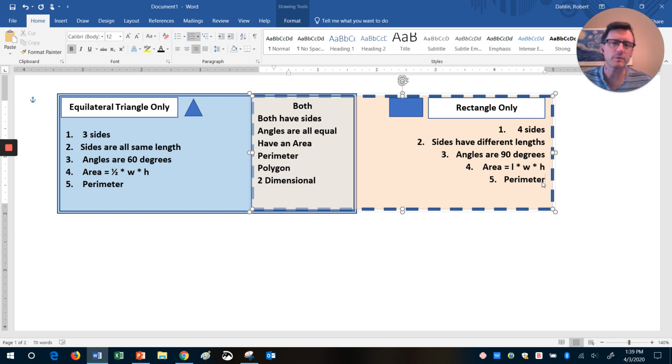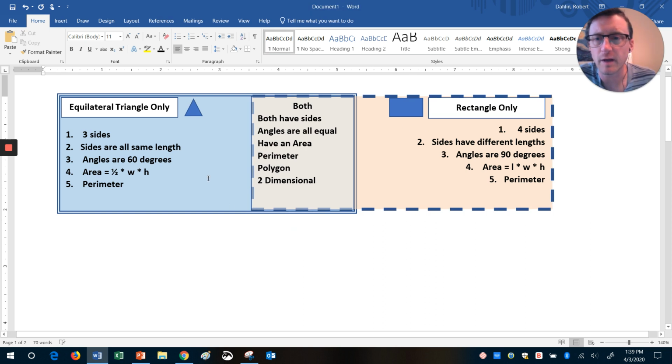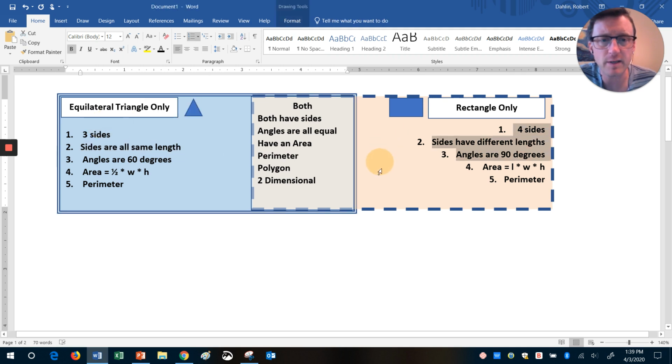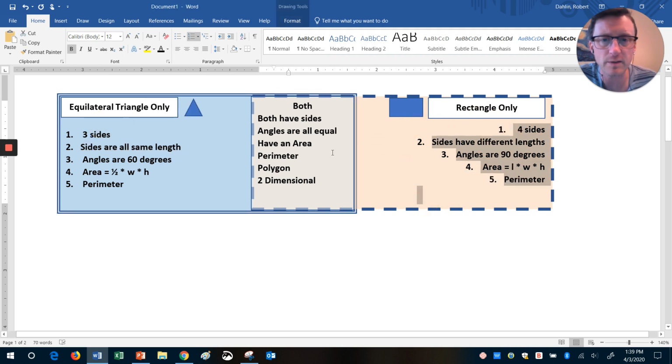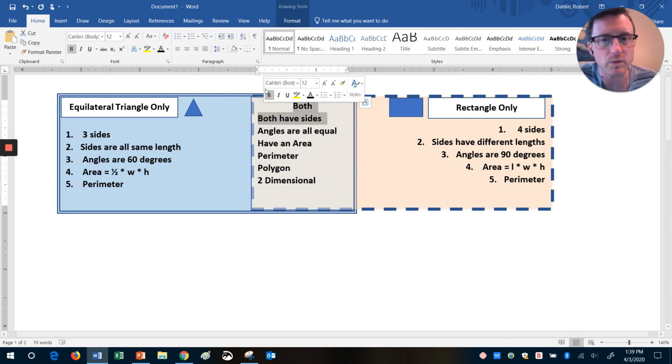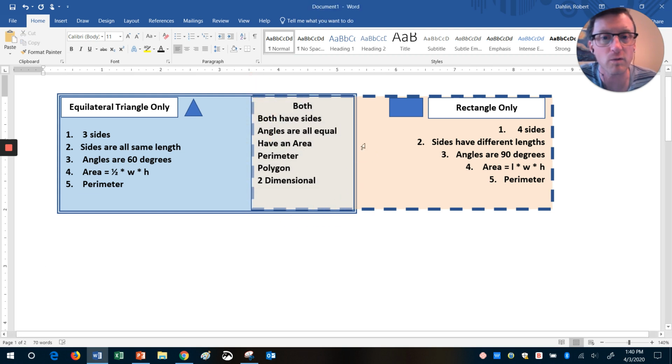Okay. So this is what we would call a Venn diagram. The areas here are things that are only for triangles. The areas here are things that are only for rectangles. And then this middle space here is kind of where those 2 rectangles of information, those properties, they overlap. And that's what's telling you how they are similar to each other.